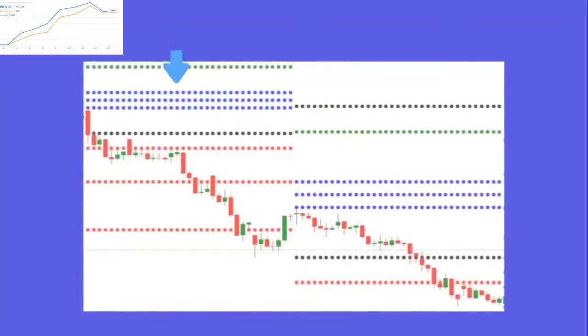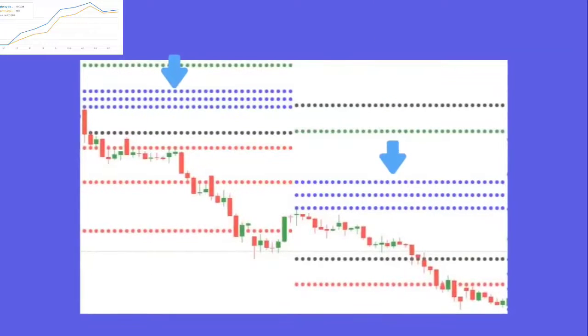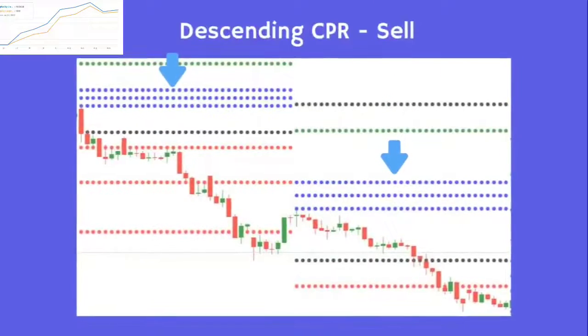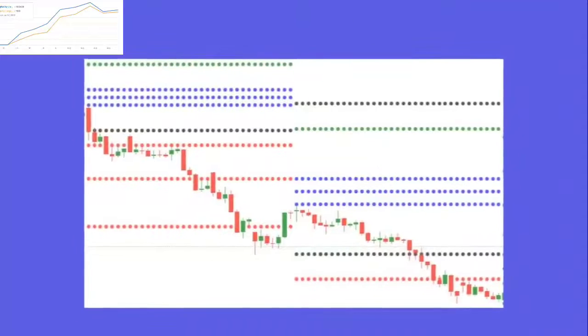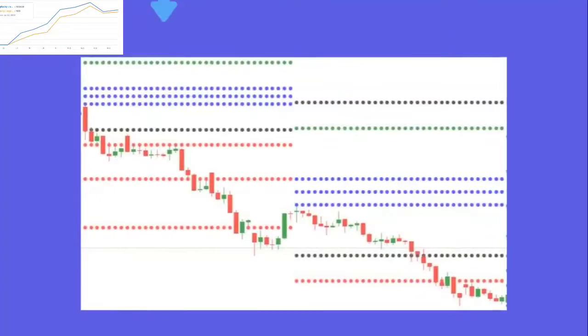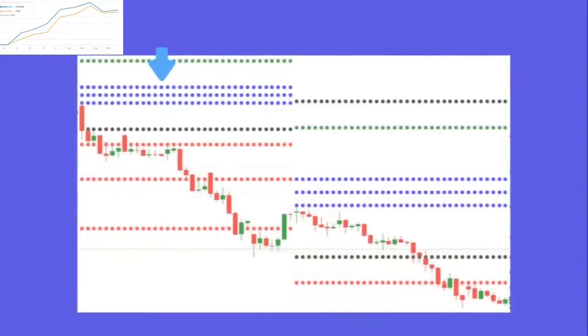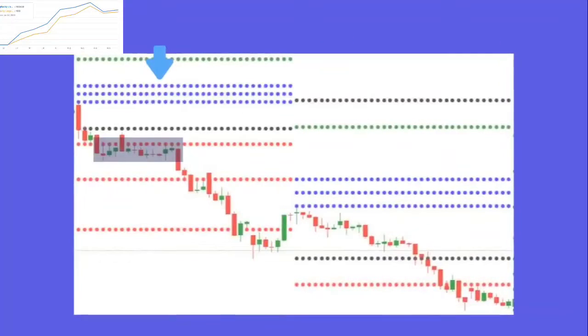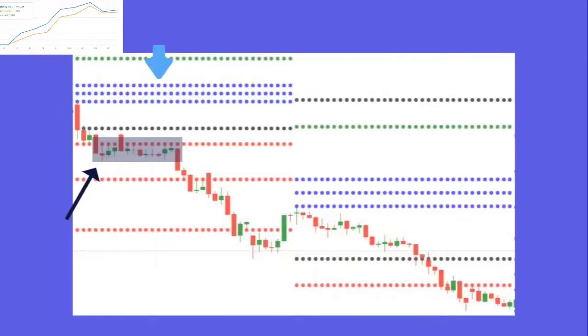Whenever there is a descending CPR, you can look for a shorting opportunity. Here, we had descending CPR, and once the candles took resistance at the bottom CPR, or S1, the previous day low, you can initiate your short position. Similarly, here also you can short when candles take resistance at the bottom CPR.